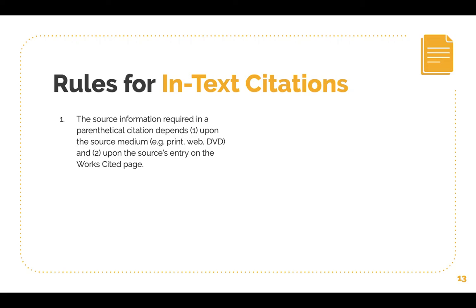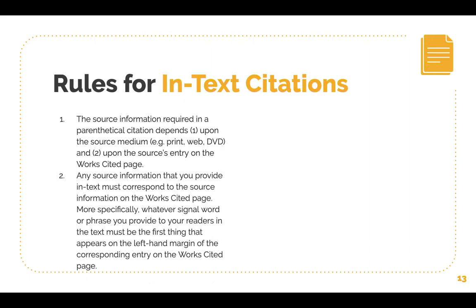So the only goal of an in-text citation is to make sure that they get the information they need to find the right entry on the works cited page. Now, any source information that you provide in text has to correspond to the source information on the works cited page. The two have to match. The in-text citation is a clue for which entry on your works cited page you're pulling from. So more specifically, whatever signal word or phrase you provide to your readers in the text has to be the first thing that appears on the left-hand margin of the corresponding entry on the works cited page.